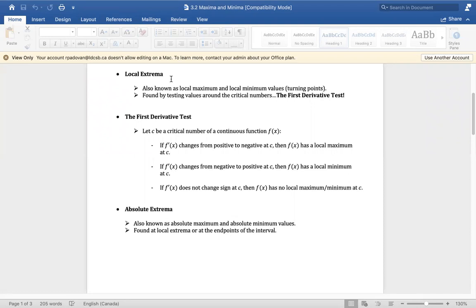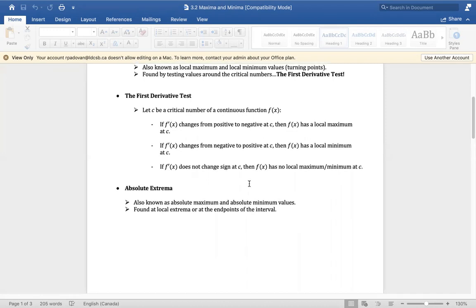Local extrema is also known as a local maximum or local minimum values, or again, turning points. It's found by testing the values around the critical numbers using the first derivative test. We did this in the last video where we had our critical numbers, and in our chart we were testing the values around the critical numbers to find out if I was having a local max or a local min. We'll do that in an example today as well. That was using the first derivative test.